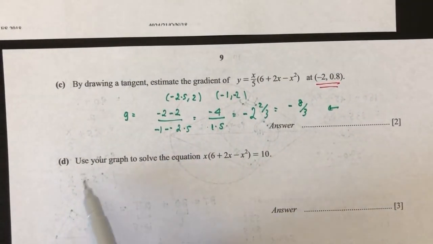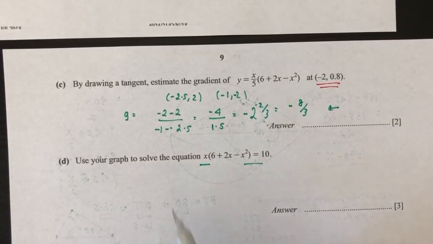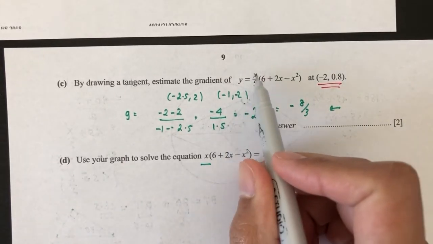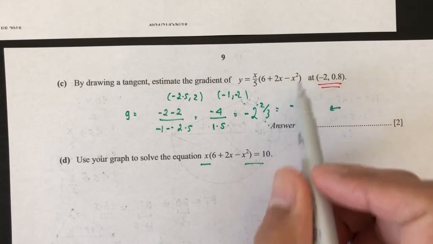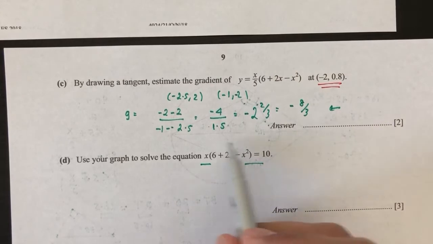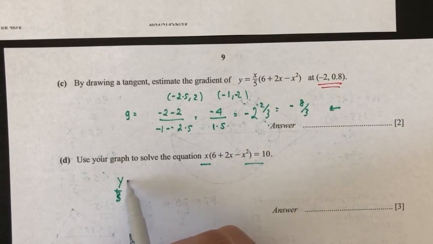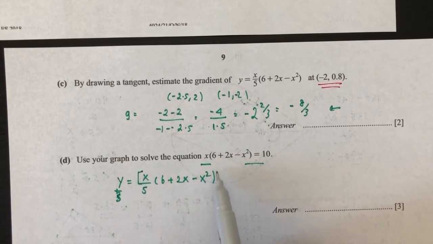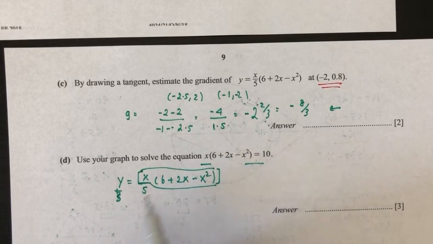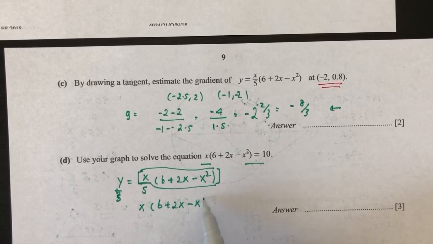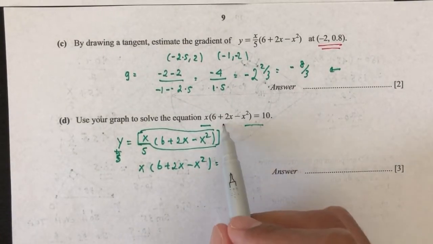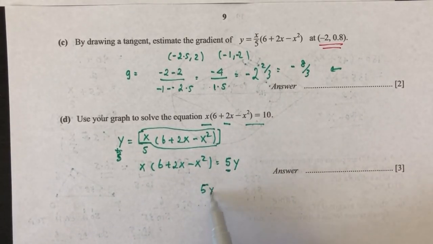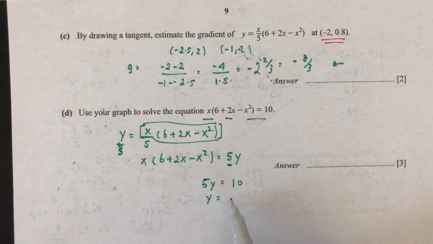So now moving on to part D. Use your graph to solve this equation. So here we have to draw a line on the graph to solve this equation. Here we have y equal to x over 5, 6 plus 2x minus x squared. This is our initial equation. Because here we have only this, we have to bring this here, it will be equal to 5y. So now let's replace this in this equation. So 5y is equal to 10. So y is equal to 10 divided by 5, which is 2.